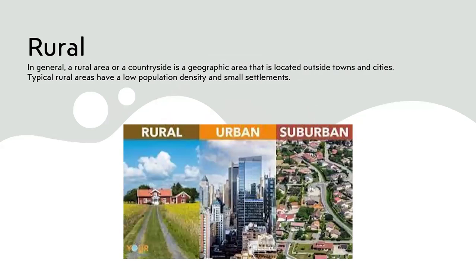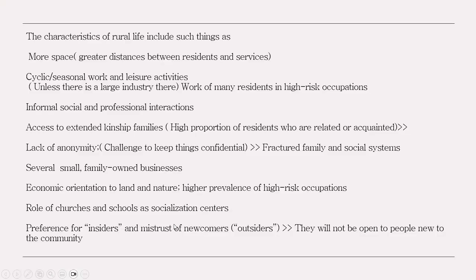Okay, characteristics of rural life. In general, a rural area or a countryside is a geographic area that is located outside of towns and cities. Usually, rural areas have a low population and have small settlements. Things are spaced out. Look at the pictures here. You see all these homes, these buildings. In the rural areas, you have all the nice space. There's more space, greater distances between the people that live in those communities and services.